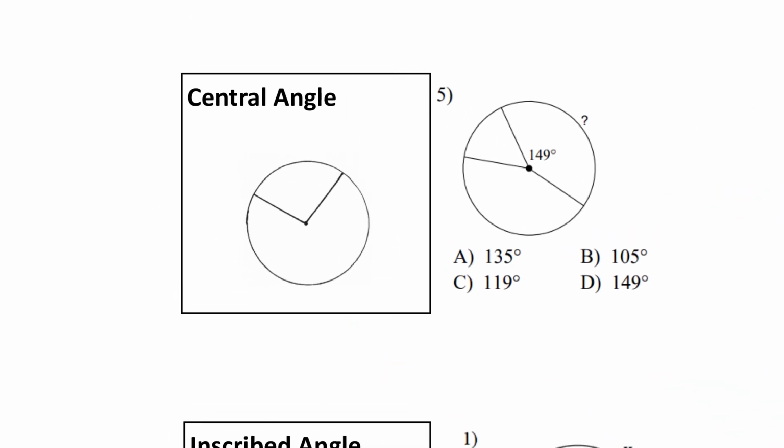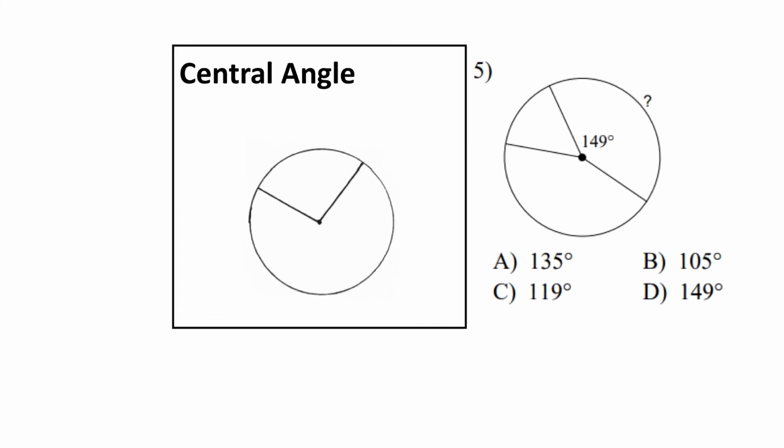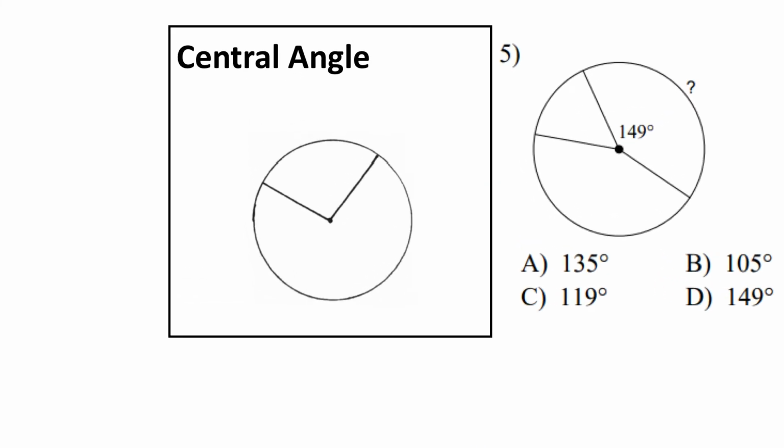So here, these top ones, we're talking about the central angle. So on this one, let's say that this angle is 98 degrees. Okay? Let's say that that central angle is 98 degrees. How many degrees is this arc going to be right here? It's going to be 98 degrees also. Yep. The central angle and its arc are congruent.